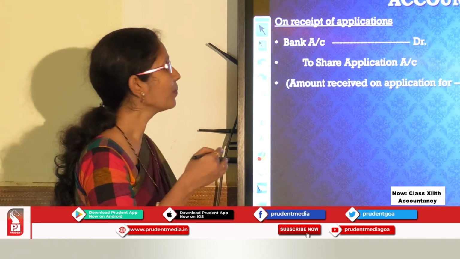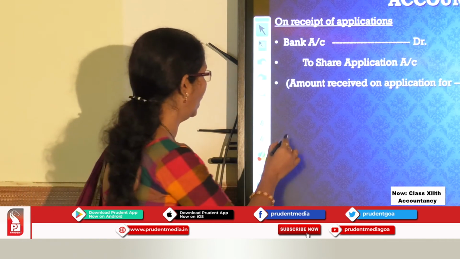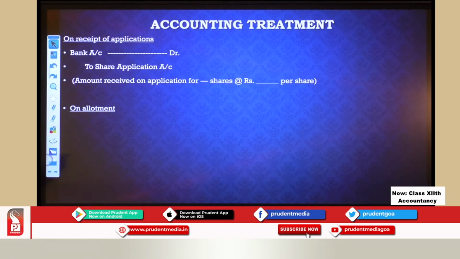Now, we are taking the second stage, on allotment. So, we have allotment completed now. What happens on allotment? How do I record? First, I have to transfer the money that I have collected on share application to my share capital. Share capital is what balance? It is a credit balance.